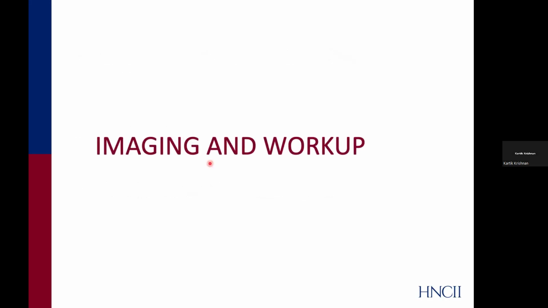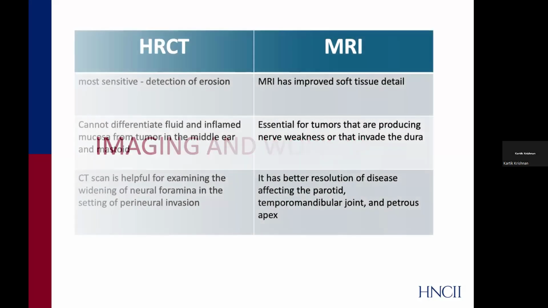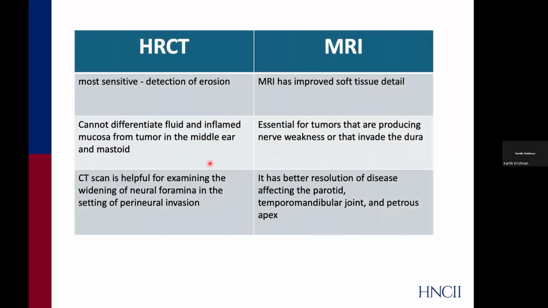So next, once we have evaluated the patient and found that he is suspected to have a temporal bone malignancy, as in any other cancers of the head and neck, we would next do imaging and a further workup. So we have both a high resolution CT scan of the temporal bone and MRI.